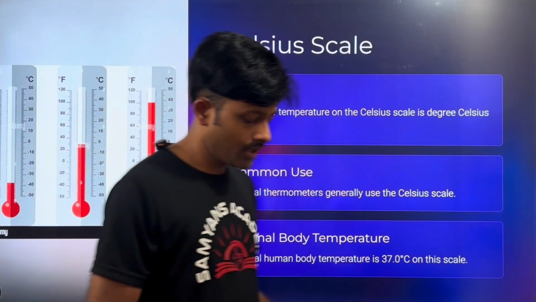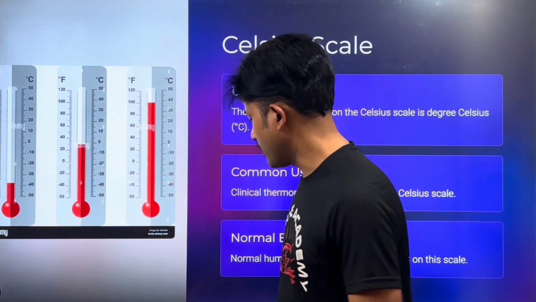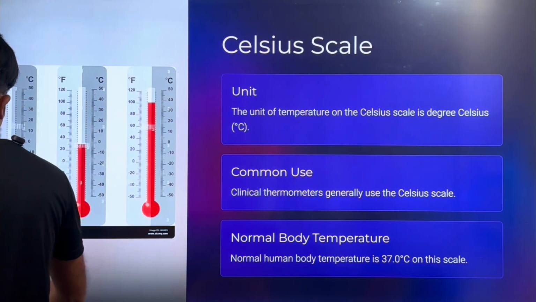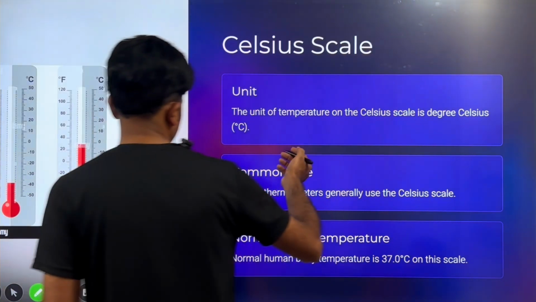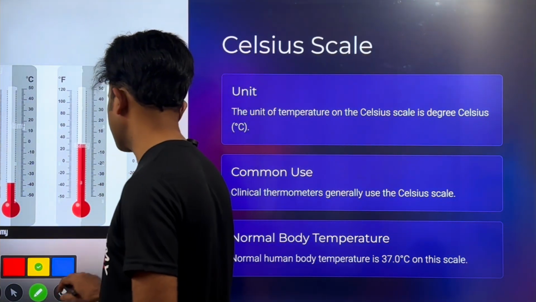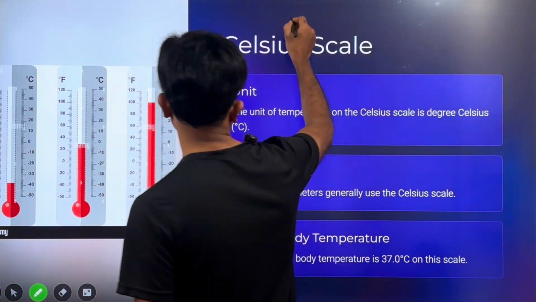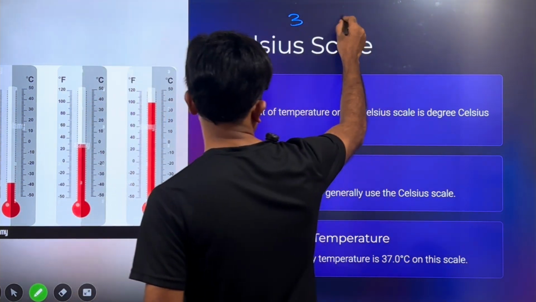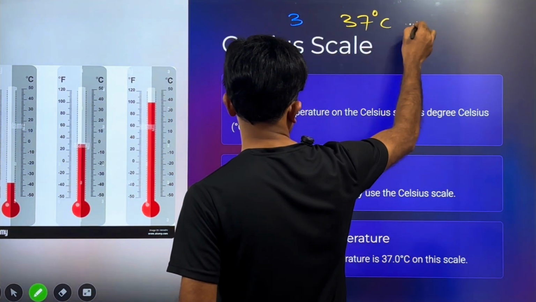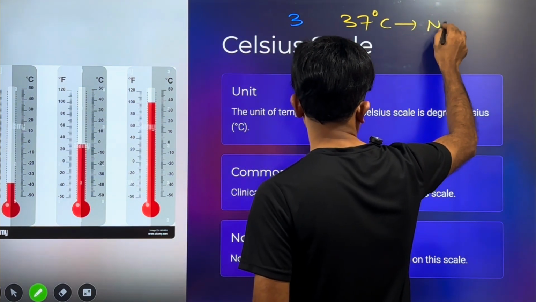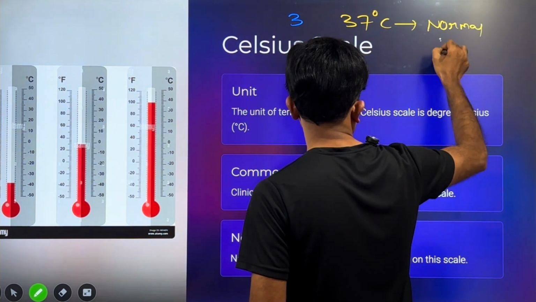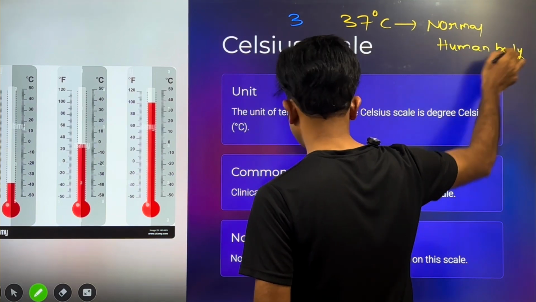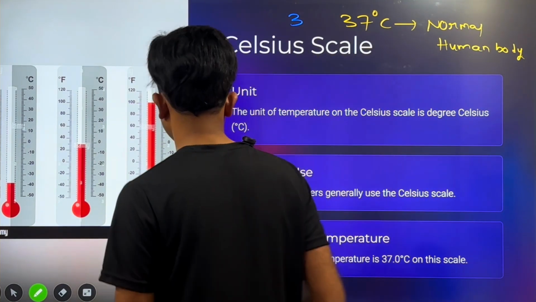Suppose, for example, your body now. What is the normal human body temperature? Can you guess? Yes, 37.0. Yes, 37 degrees Celsius. This is the normal human body temperature. We measure in degrees Celsius. 37 degrees Celsius is the normal human body temperature. Normal human body temperature is how much? 37 degrees Celsius.